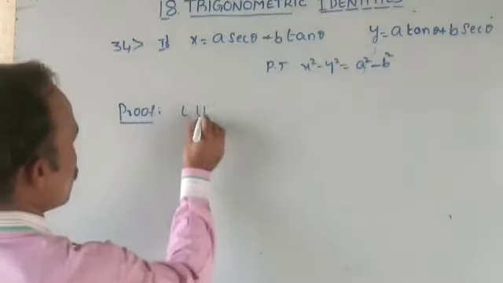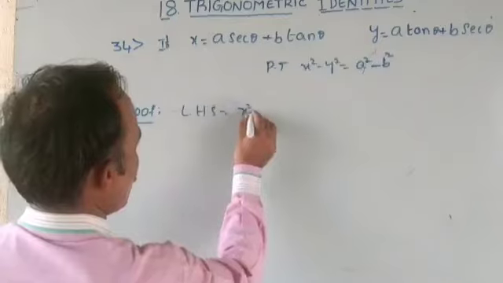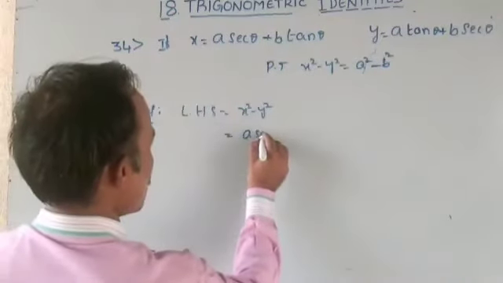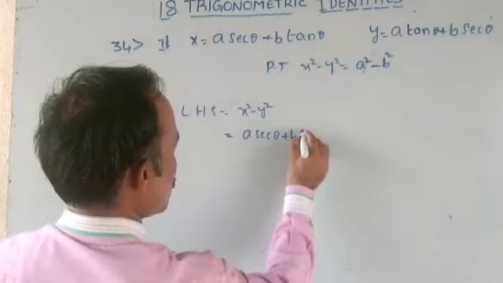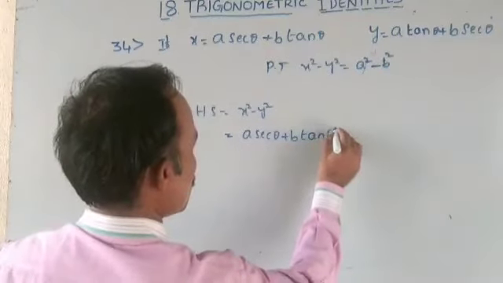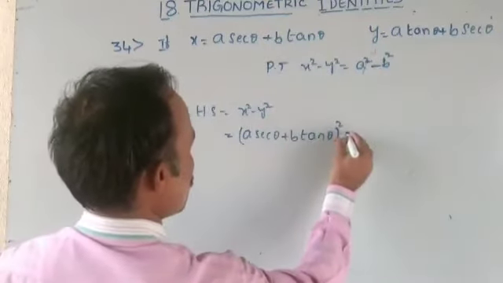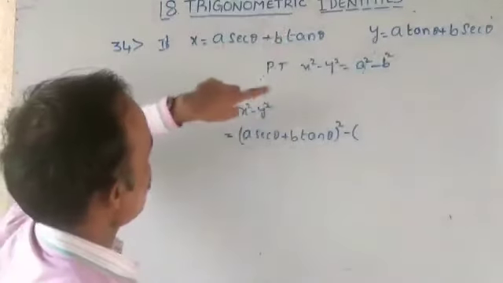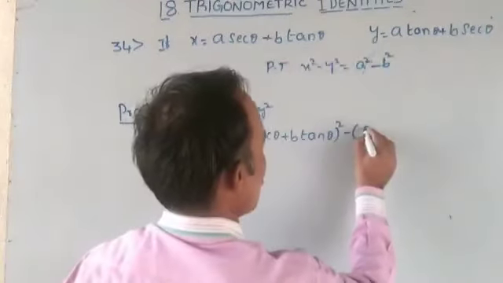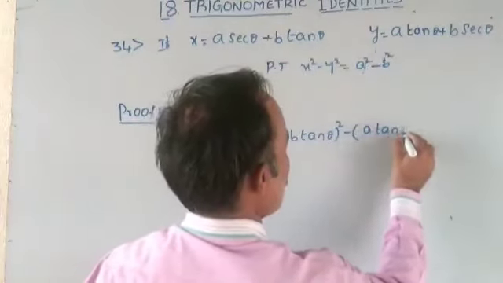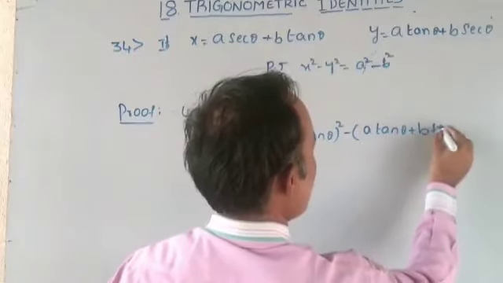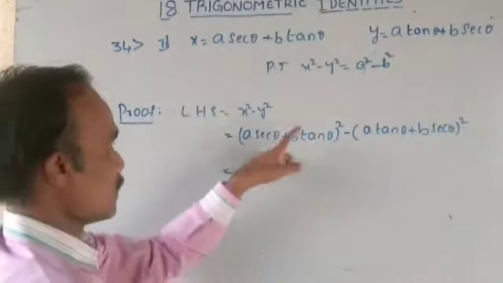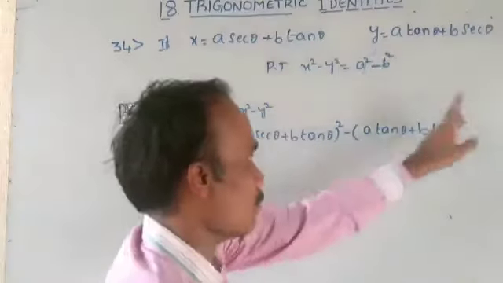Consider LHS. That is x square minus y square. Replace the x value: a secant theta plus b tan theta, the whole square, you write square, minus, next one, y square. Y square means a tan theta plus b secant theta whole square. Replace the x value, x square, minus the y value, make it square.